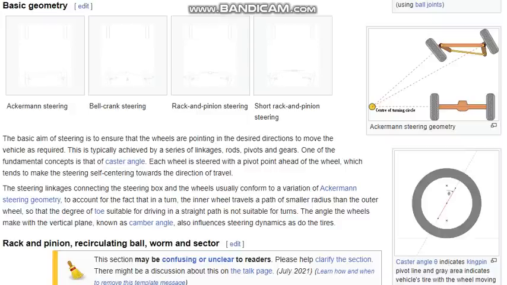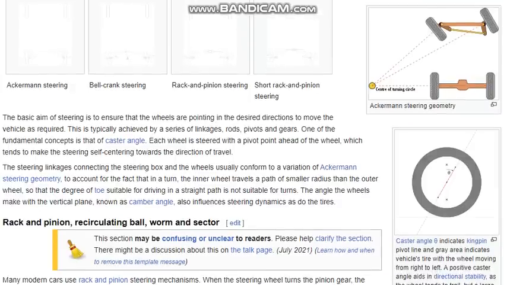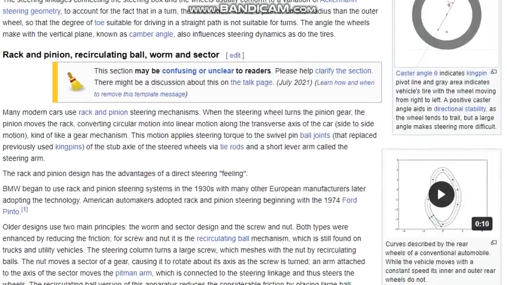for turns. The angle the wheel makes with the vertical plane, known as camber angle, also influences steering dynamics, as do the tires, rack and pinion, recirculating ball, and worm and sector.